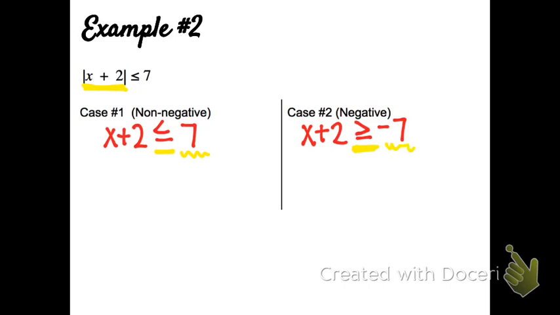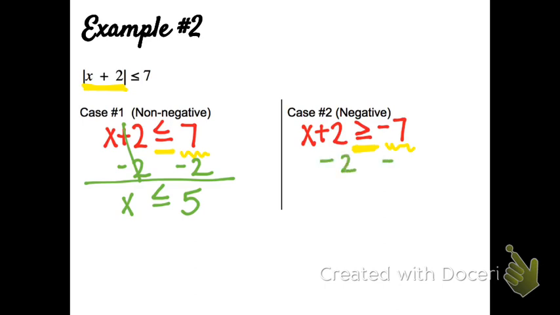So for these, now that I've set up my two cases, I can solve them. So I want to solve for x. So you just go through each one individually. I undo adding 2 by subtracting 2. Since I just subtracted, I don't change that symbol. This is just the answer there. And then on the one on the right, again, in order to undo adding 2, I subtract 2. Again, subtracting 2, you don't change your symbol. It's still greater than or equal to. But negative 7 minus 2 is negative 9.